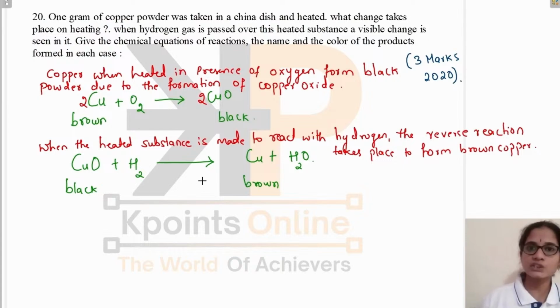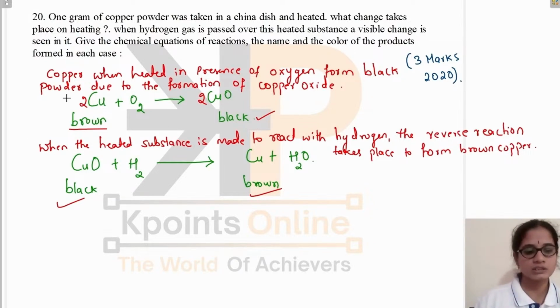Okay, these are the color changes. You have to mention the color change that has happened during the reaction. Initially it was brown in color. Once it has undergone oxidation, it has become black in color. Again, when this substance is made to react with hydrogen, it retains its color, that is brown. You have to mention the color also as it is asked in the question. Okay, this is all about the reaction of copper with oxygen and the reaction of copper oxide with hydrogen.